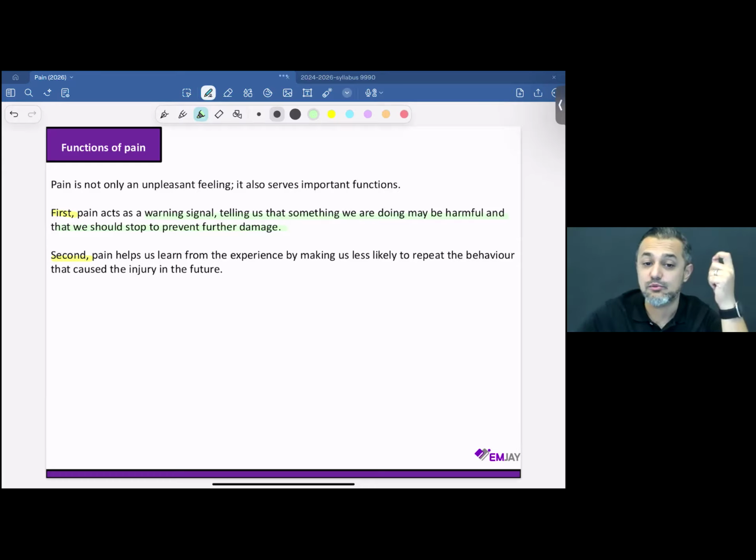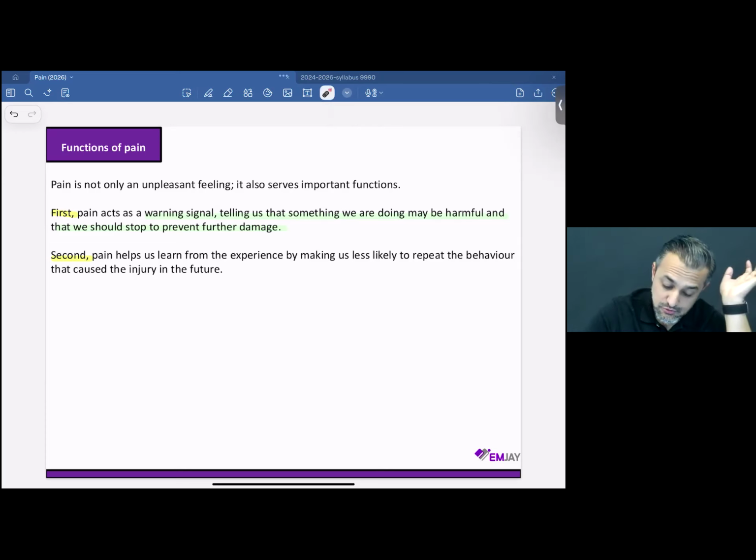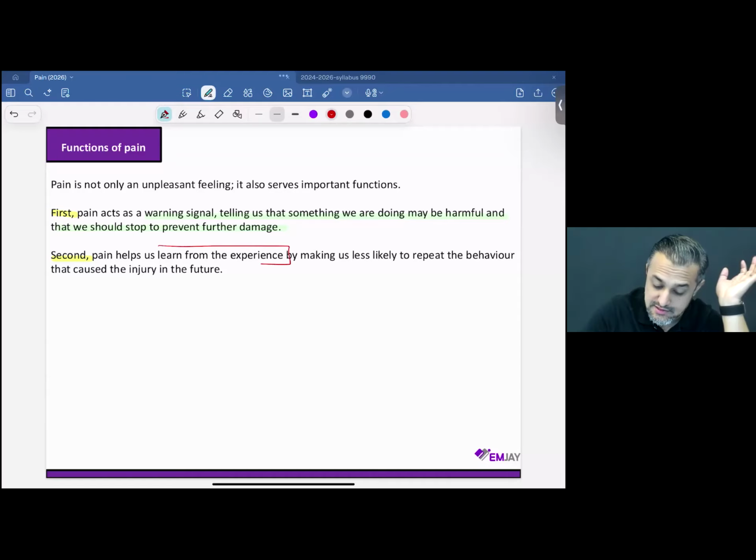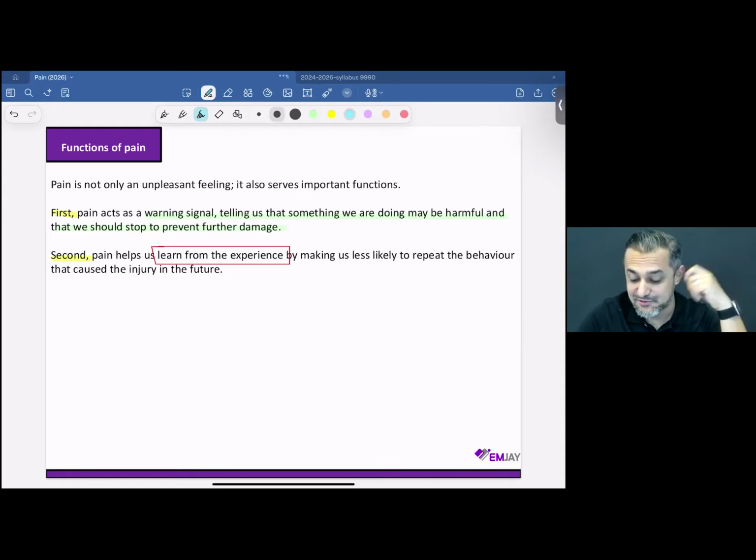Then we're a little more careful with that particular part of our body. Could be your toe, could be your elbow, could be your knee, anything, right? Number two, pain helps us learn from the experience. Now, learning from the experience, learning what? Learning in the sense that now that you've learned through a bad experience that not switching on the light might not be the best of decision.